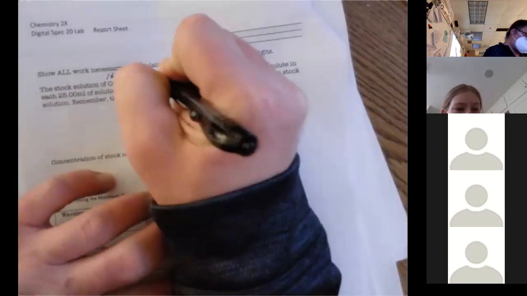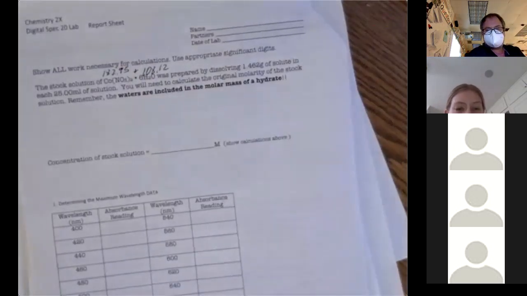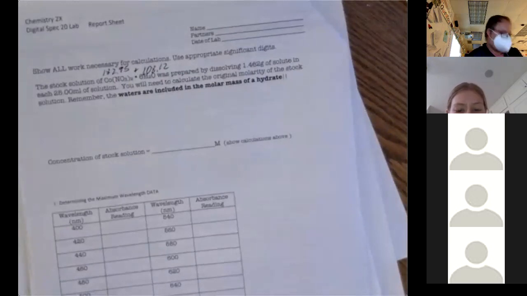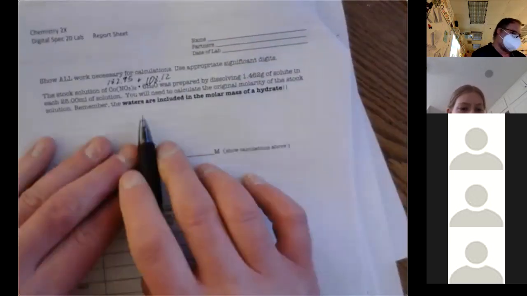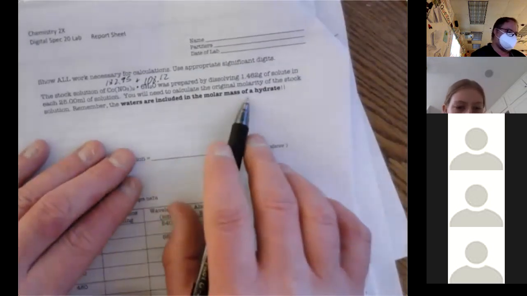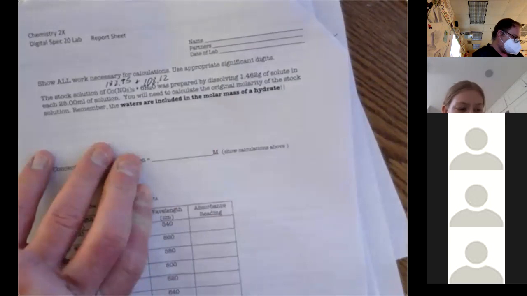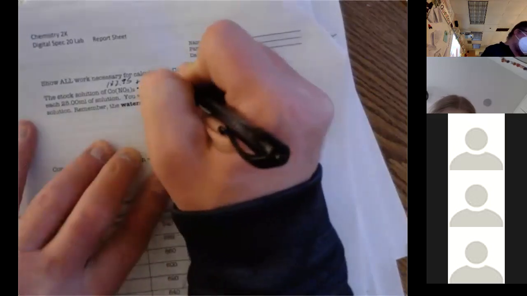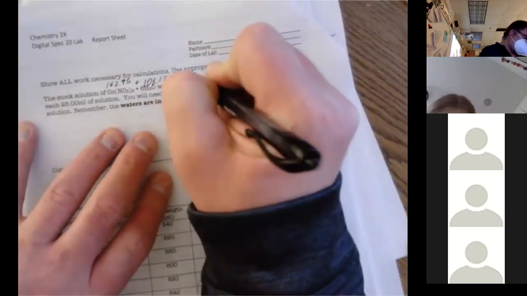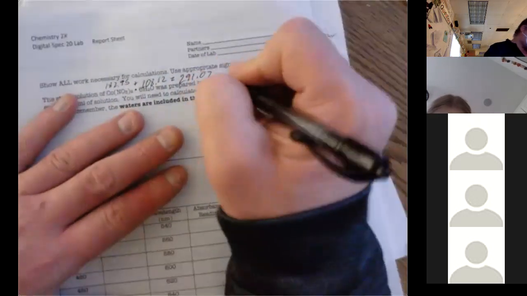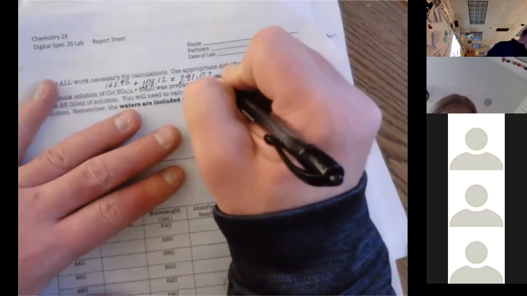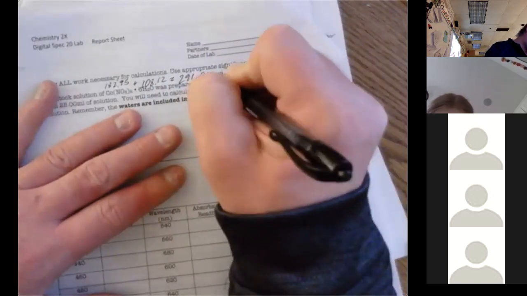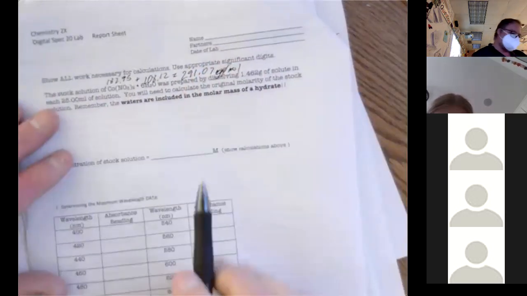108.12. Wait, so it's the molar mass of both the hexahydrate and the cobalt 2 nitrate? Yes. Yep. Right here. Remember, waters are included in the molar mass of the hydrate. Okay. 108.12 plus 182.95. The answer is 291.07. 291.07 grams per mole.